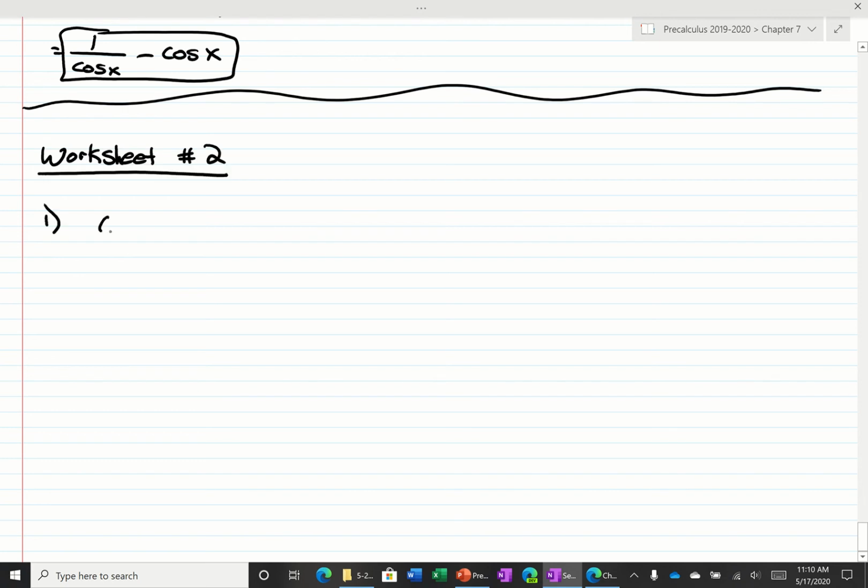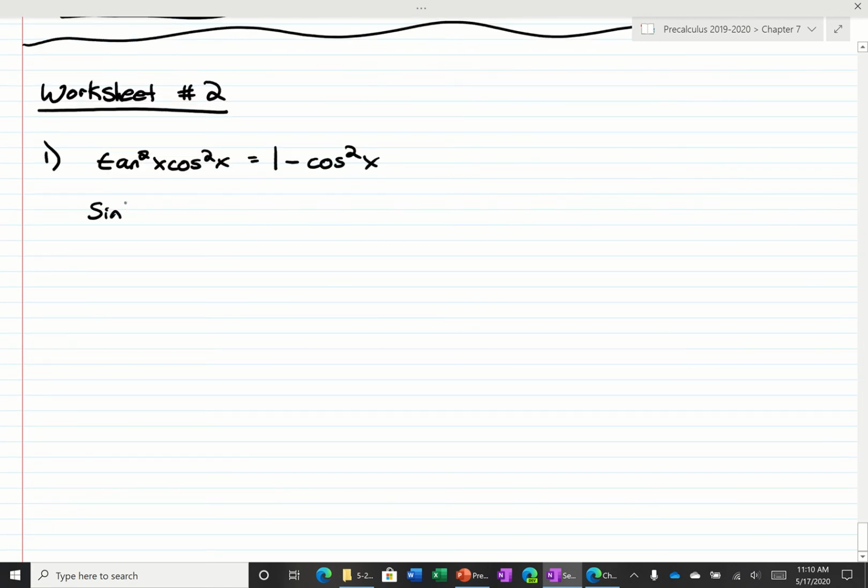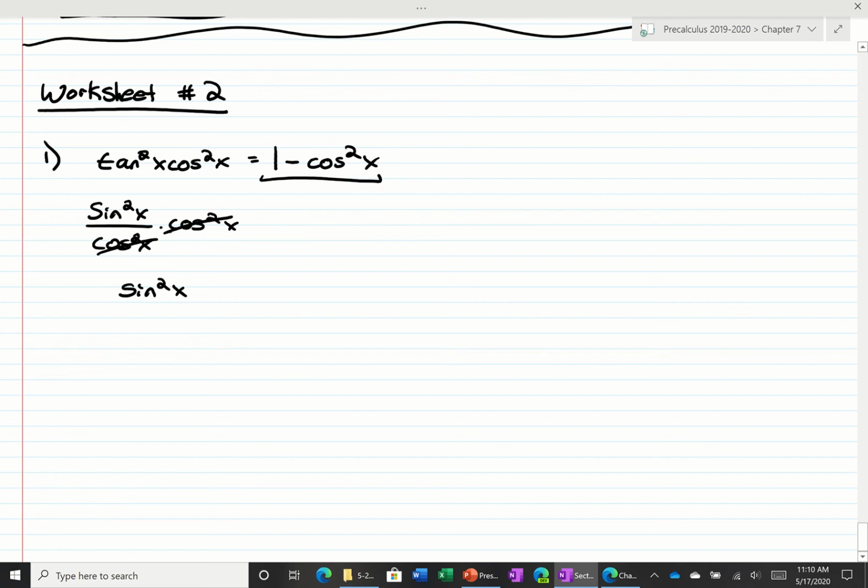Problem number 1 says tangent squared of x times cosine squared of x is equal to 1 minus cosine squared of x. So I think the left side would be a little bit easier to start with because we can convert tangent to sine squared over cosine. And if you multiply by cosine squared and divide by it, they cancel, leaving us with just sine squared of x. Remember, we have to show that it's 1 minus cosine squared of x. Well, if sine squared plus cosine squared is 1, sine squared by itself would be 1 minus cosine squared. So as long as you show me all the work that I just did, everything will be fine.